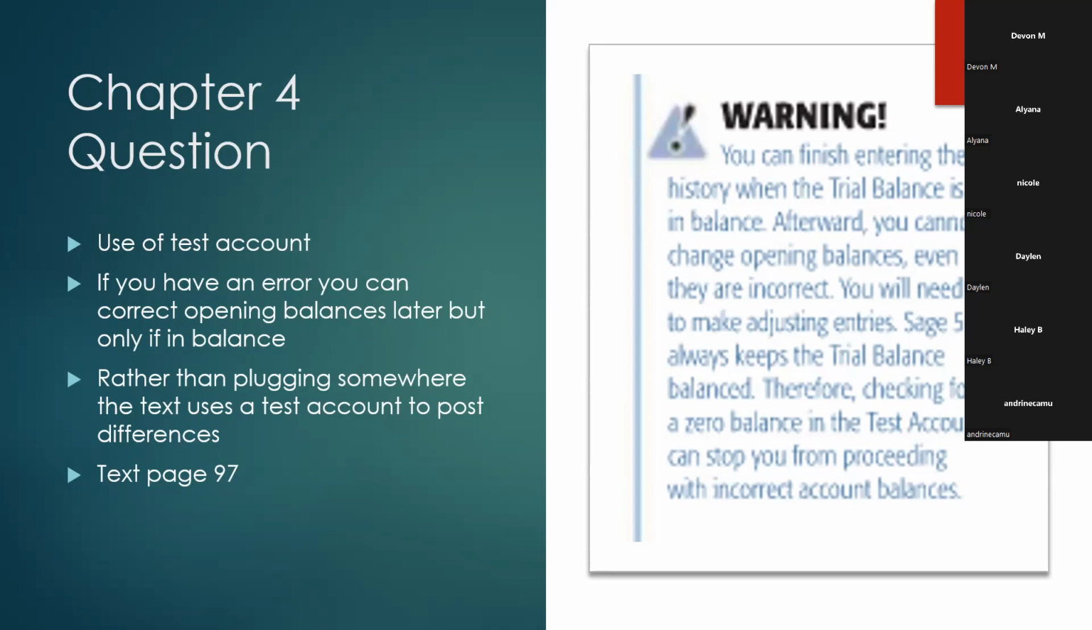Maybe you just forgot, oh yeah, you missed entering prepaid expenses that was 10,000, and you can go back and do a journal entry to record that. So hopefully that makes sense to everyone. Does that help from last week, the question that had come up?